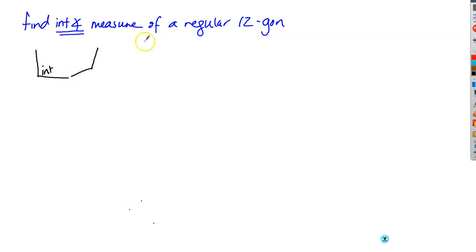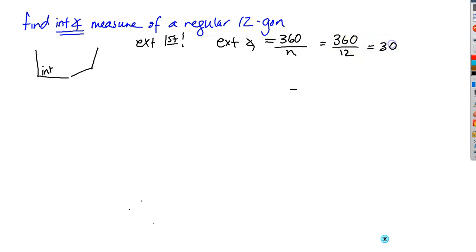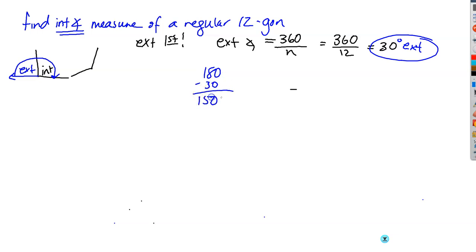Okay, so we actually find the exterior angle first. And remember, exterior angles are found by doing 360 divided by the number of sides. So my exterior angle would be equal to 360 divided by 12, which is 30. So now this is not the interior, it's the exterior. But remember, exteriors and interiors add up to 180. So once you get the exterior angle, you can go 180 minus 30, 150. So 150 degrees is the interior angle for a regular 12-gon.